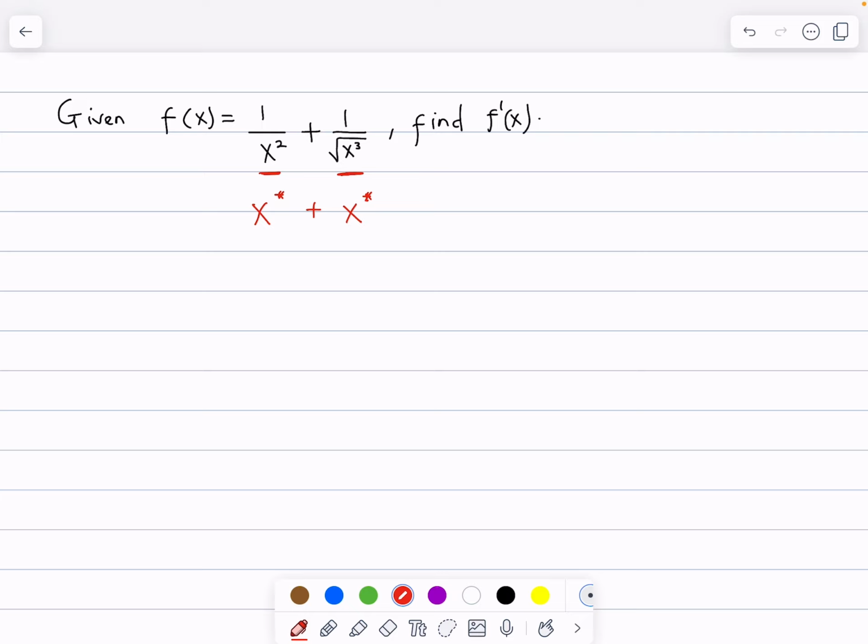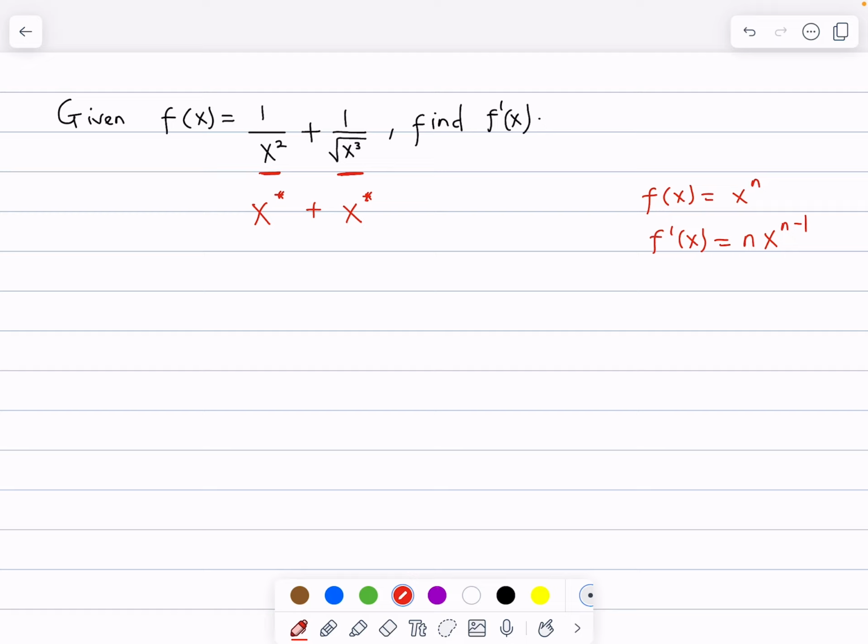Recall that the power rule states that if f of x is equal to x to the power of n, f prime of x, the derivative, is just going to be n x to the power of n minus 1. So you bring down the power and then you subtract 1 from the power. So now let's go straight to solve this problem.